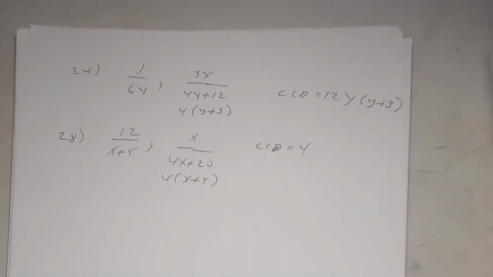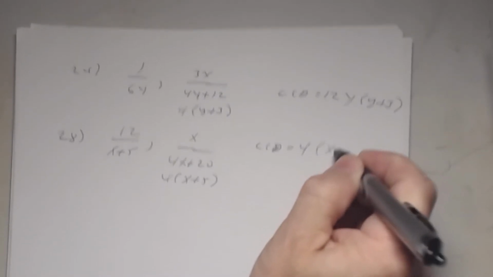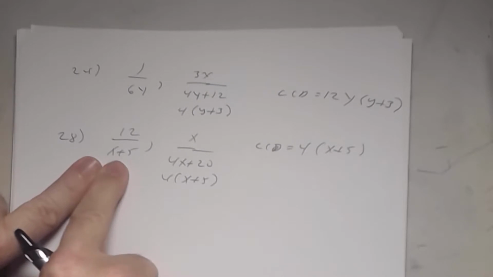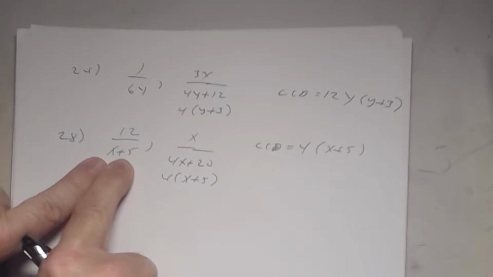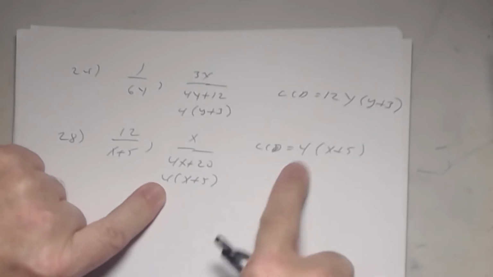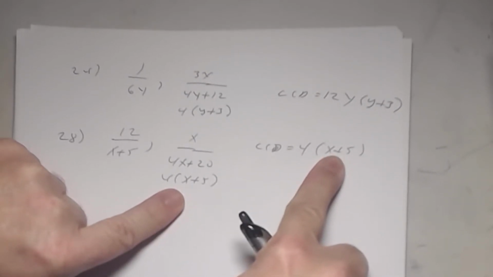Okay, now let's look at your factors. My first factor in the first denominator is what? X plus 5. Okay, how many times do you see it listed in the first denominator? Once. How many times is it occurring in the second denominator? Once. How many do you need? 1. So 4 times x plus 5. It makes sense because this denominator's factor has to be part of your LCD. And it is. And then the 4 is part of your LCD, and the x plus 5 has to be part of your LCD.